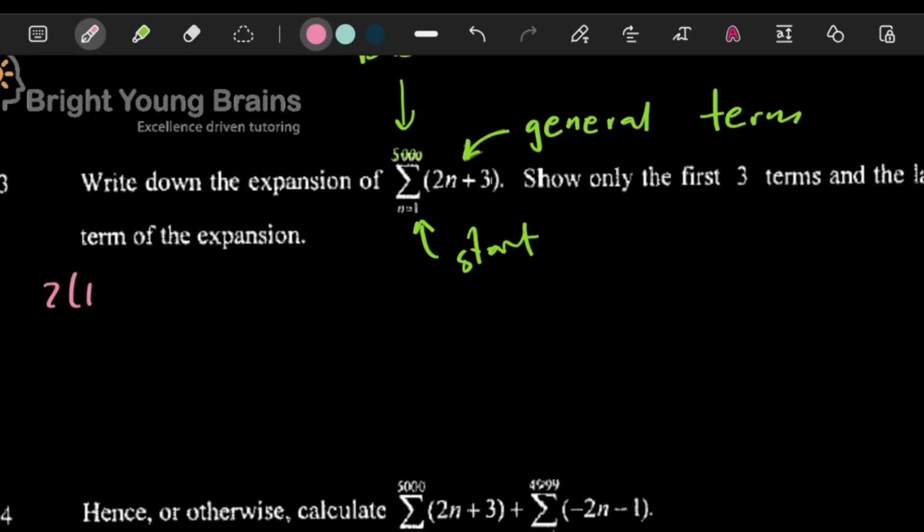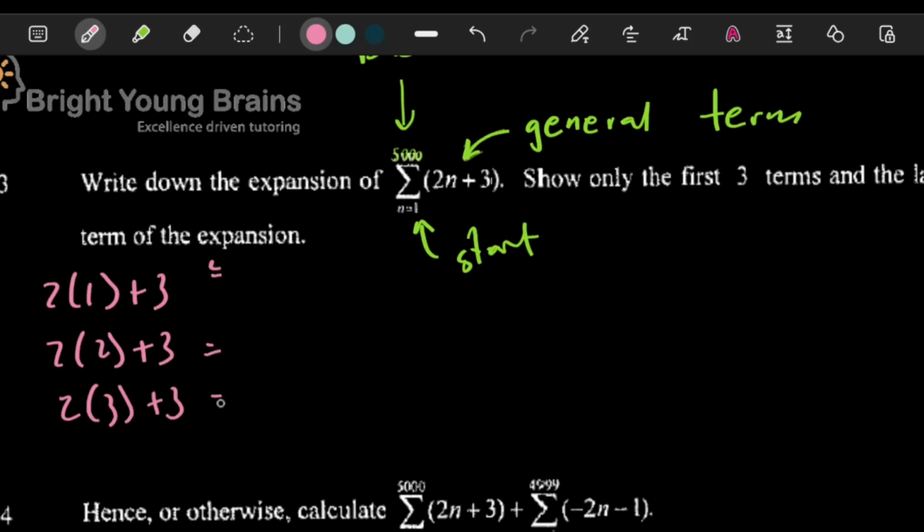So it's like 1, 2, and 3. Term number 3 here. These are the first 3 terms. And then the last one is going to be term number 5,000.